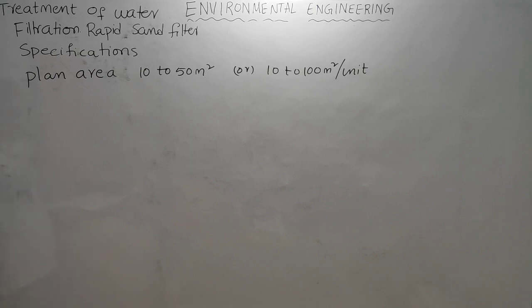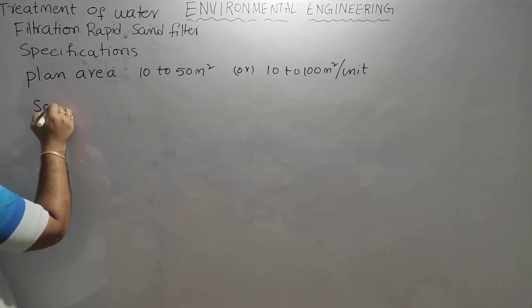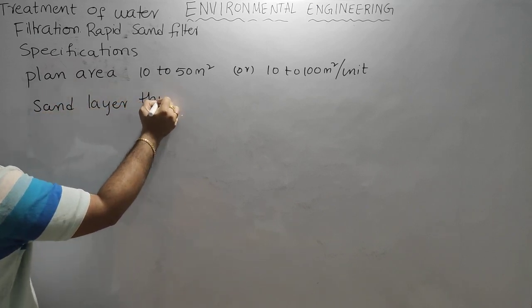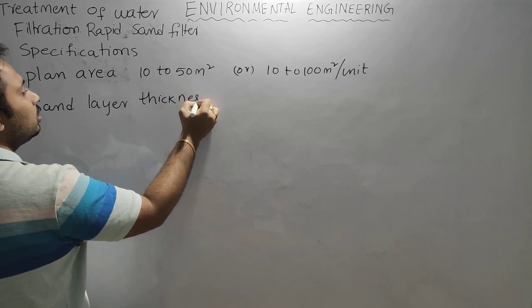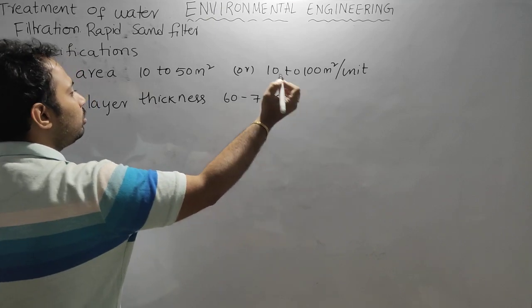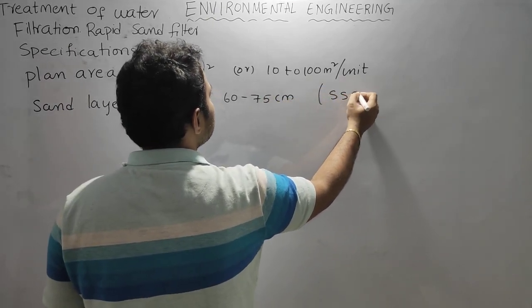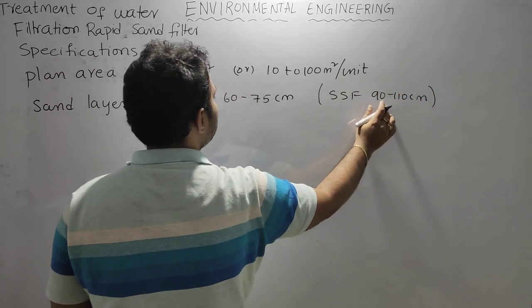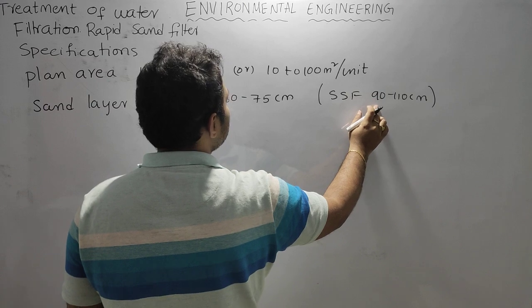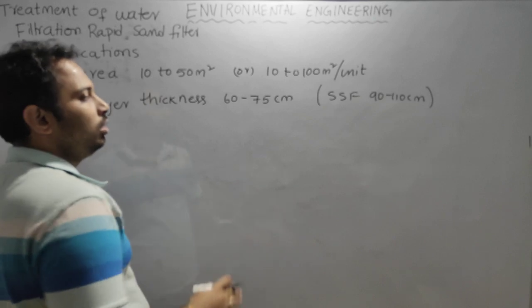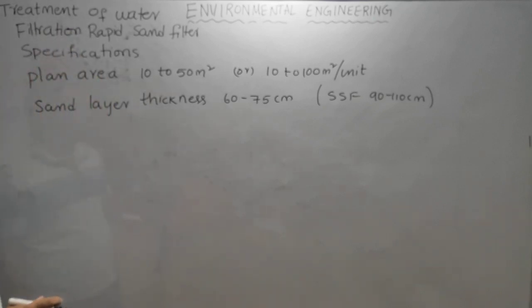And sand layer depth, sand layer thickness is 60 to 75 centimeter, whereas in slow sand filter it is 90 to 110 centimeter. Here the depth of the sand is more because sand is the only filter media we are having, but here in the rapid sand filter, gravel media also helps in filtration.